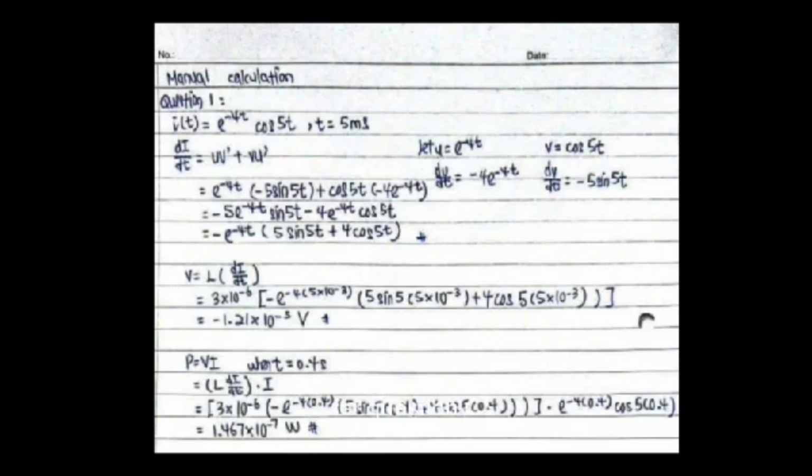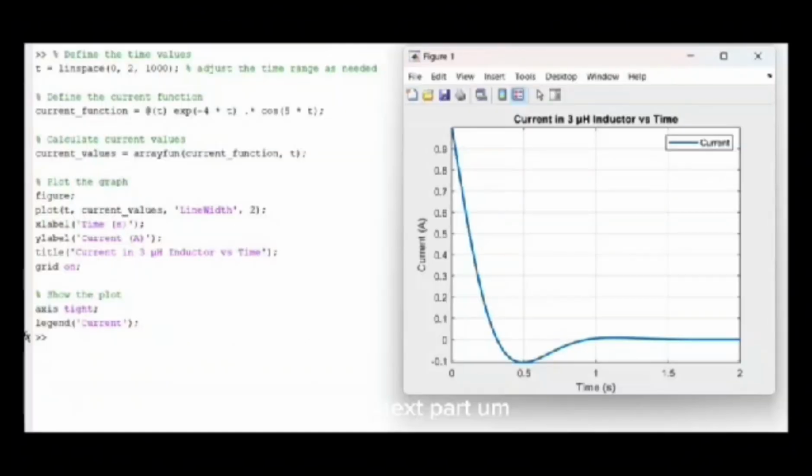For question C, we need to find the power and use the formula P equals V times I, and use the V formula earlier and take the I from question A that we solved earlier. Then we will plug in the t value of 0.4 seconds based on question C. So earlier we did 5 milliseconds, now we do 0.4 seconds for the t. Then we can solve the equation and get the power value that is 1.467 times 10 to the power of -7 watts.